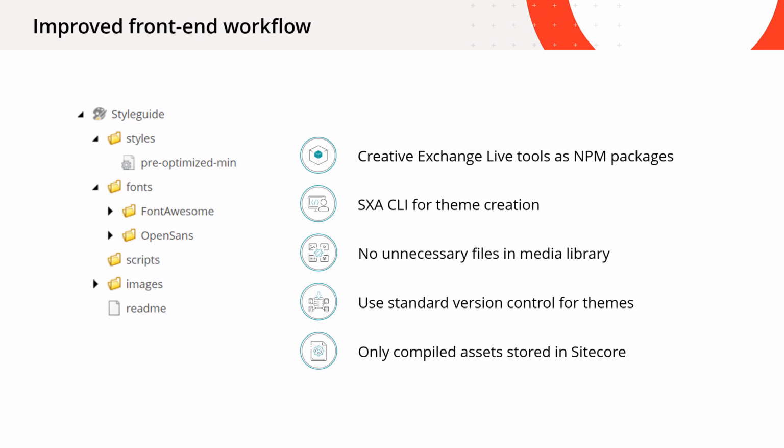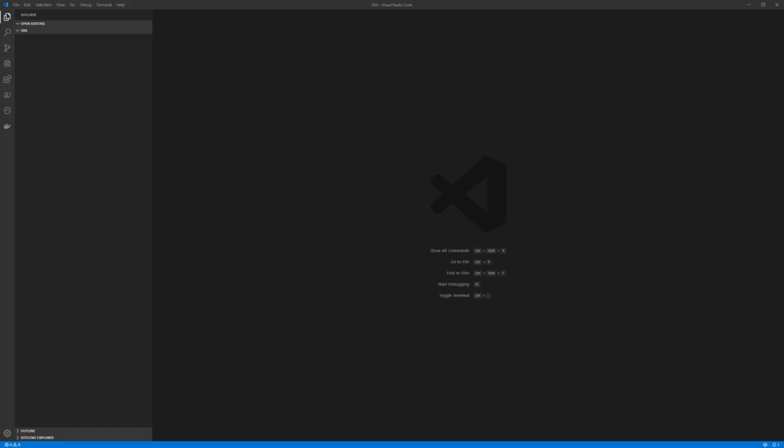This makes it easier to use standard versioning control systems like Git for all of your theme assets. And using Creative Exchange Live, you now have the option to use an external file minifying tool and bundling tool and only store the compiled assets within Sitecore. So now let's have a look at how we can install the CLI and use it to create a new theme.